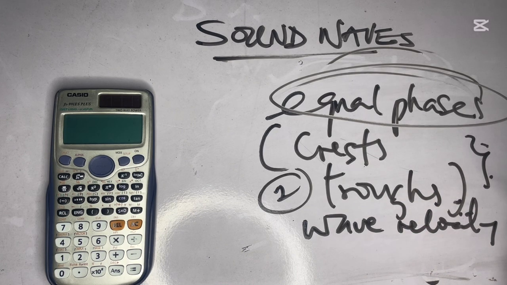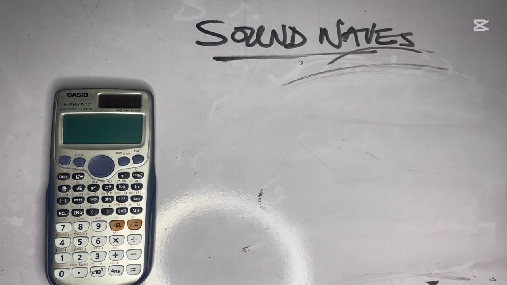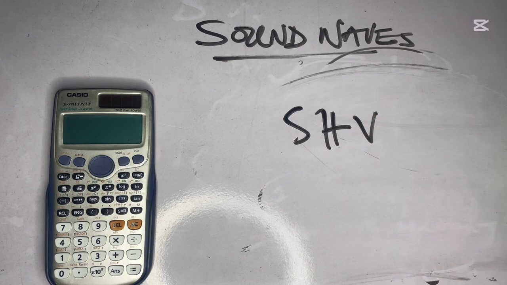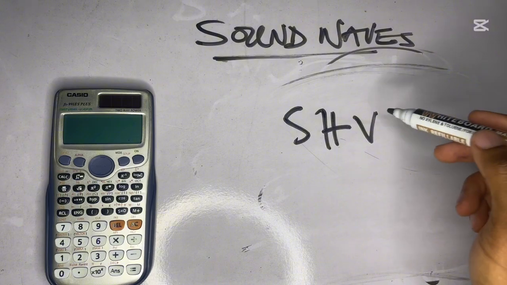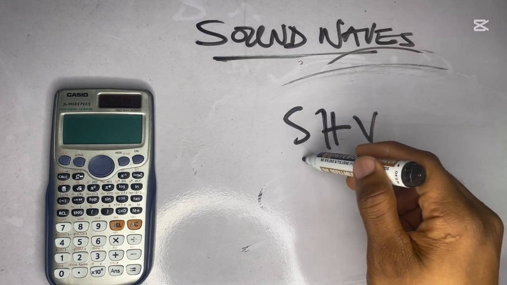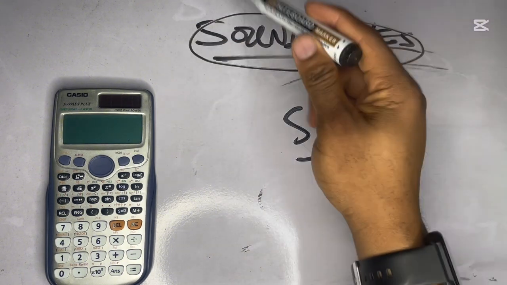Then we also have what we call particle velocity. Particle velocity is actually the simple harmonic velocity, SHV, of a particle as it vibrates around a given position. So it's called simple harmonic velocity. Basically, these are the two types of velocity as regards sound waves.